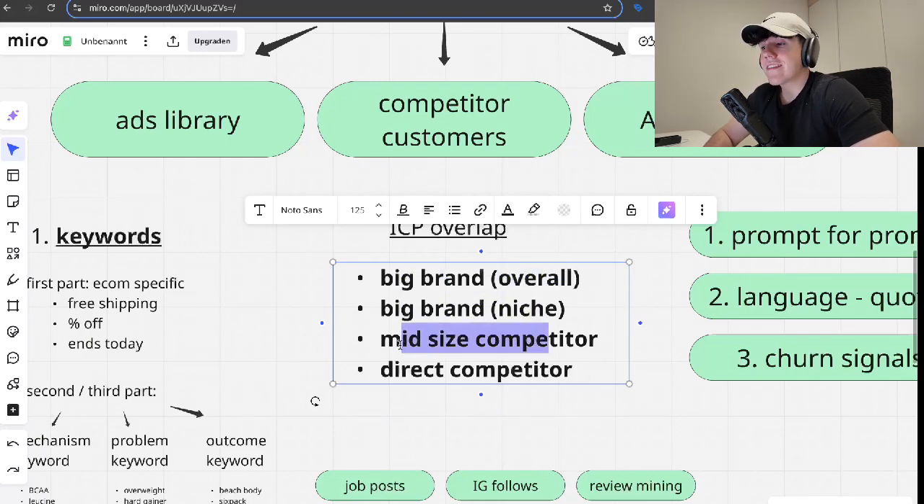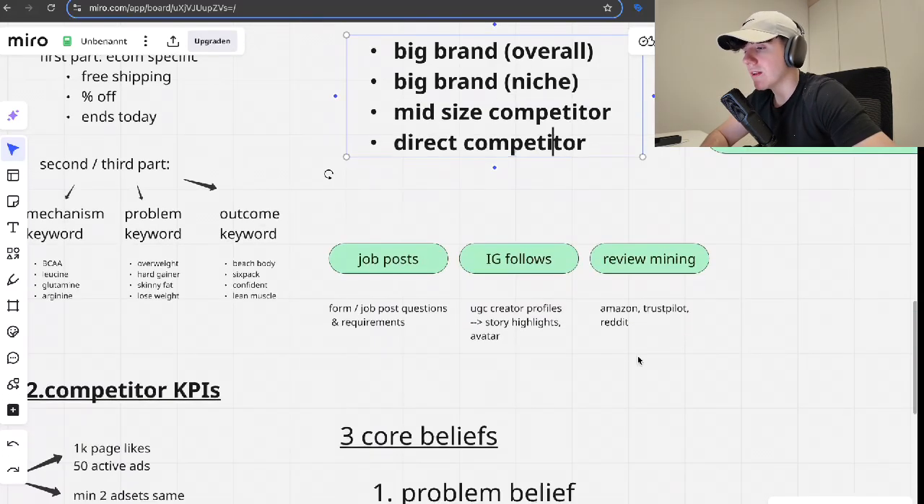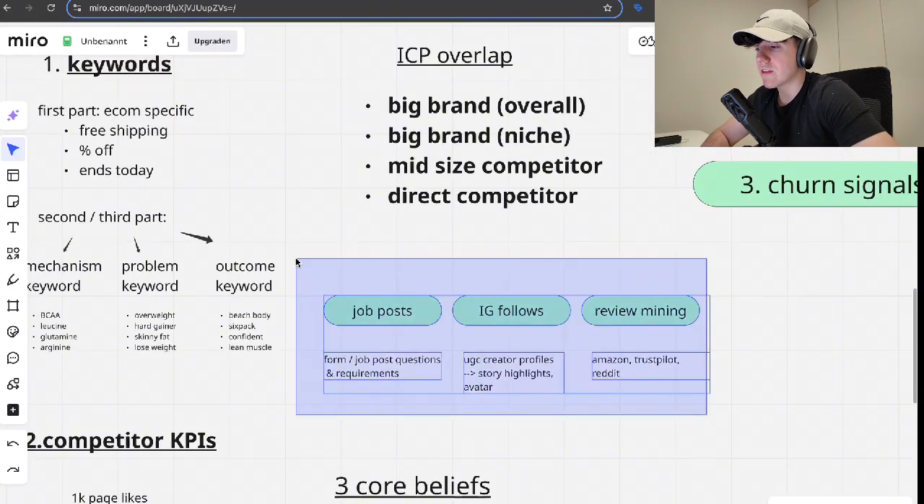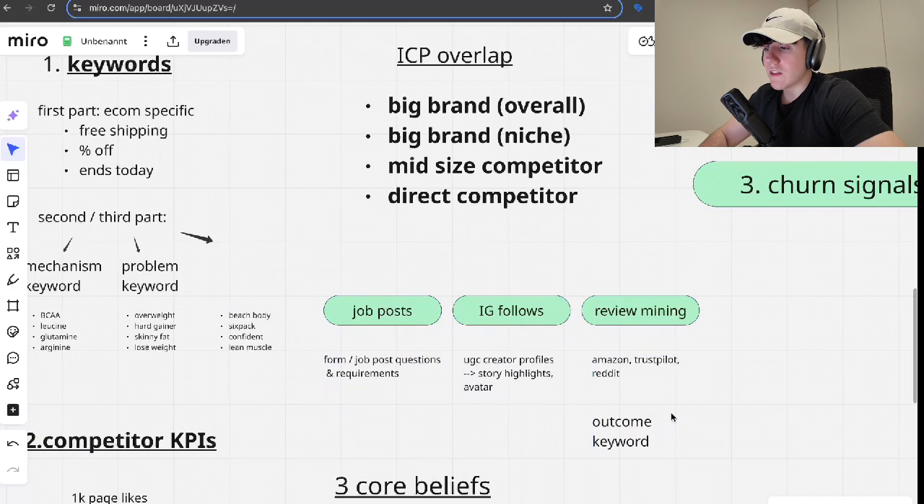Then you're going to do a mid-sized competitor in the same niche, and for example, a little bit of a different product. And then you want to look for as many direct competitors who are selling the exact same product or ingredient as you. Okay, that's really important. And so I'm not going to just tell you to do some random, read reviews or read Reddit posts or something like that. But obviously there's a lot more to it.